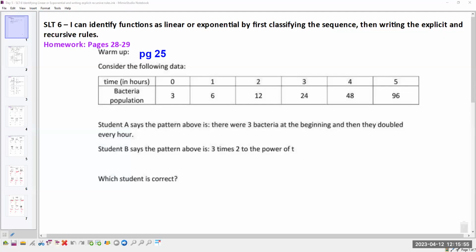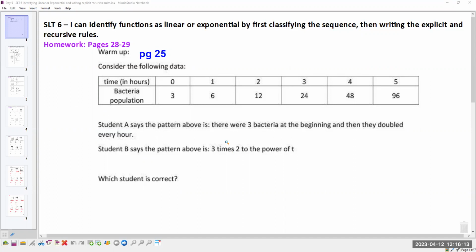This video is going to show you how to identify functions as linear or exponential by first classifying the sequence and then writing both the explicit and the recursive rules. If you're in my class, please turn to page 25 in your packet, pause the video, and try the following problem.